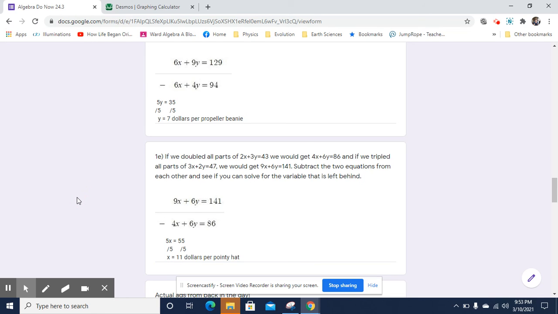Anyway, there you go. I hope that was helpful and gives you a little bit of a preview of levels 4A and 4B of systems.